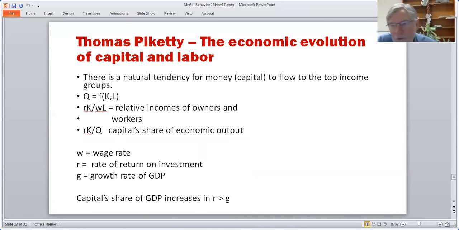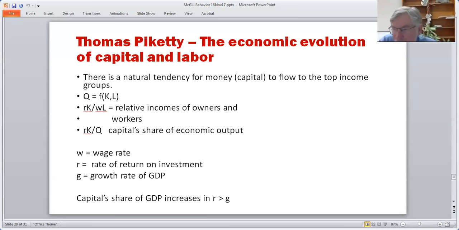So here's Piketty's argument, again, some of you may have seen this. His basic argument is there's a natural tendency for money, that is capital, to flow to the top income groups. And of these equations, the important one is rK divided by Q, Q being output, because that's what Keynes used. So r is the rate of return on investment, K is the capital stock, and Q is output.